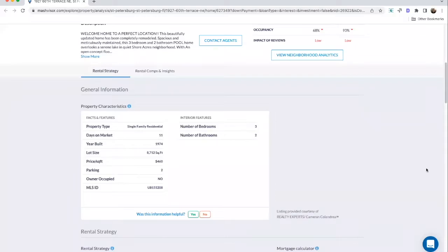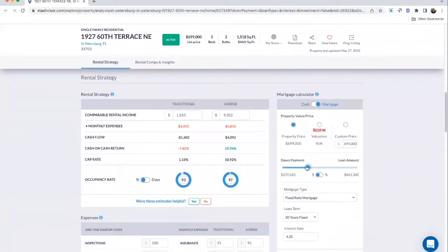If we're financing a deal, here's our mortgage calculator. We can customize how much we're deciding to put down. As we make changes to our down payment, it will adjust our cash on cash for both rental strategies accordingly. We will be able to see our monthly mortgage, recurring costs, cash flow, and cap rates.